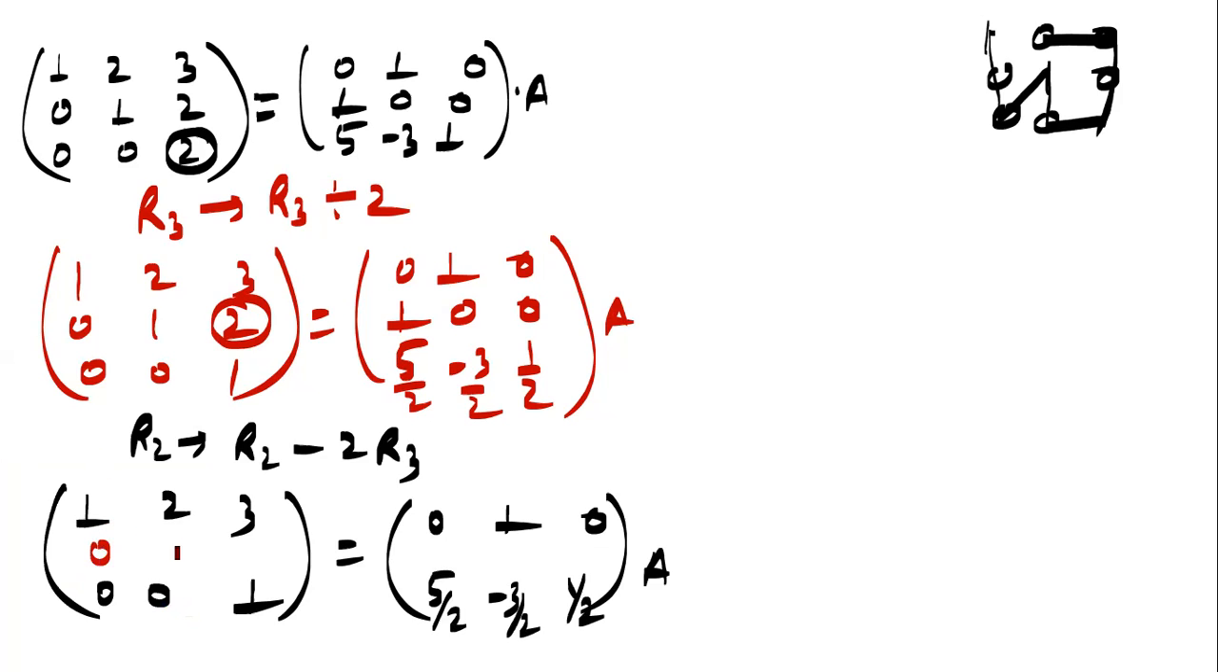0, 1, 0, and it will become R2 minus 2 R3, that is 1 plus minus 2 into 5 by 2, that is minus 4. Similarly here it will become 3, it will become minus 1.